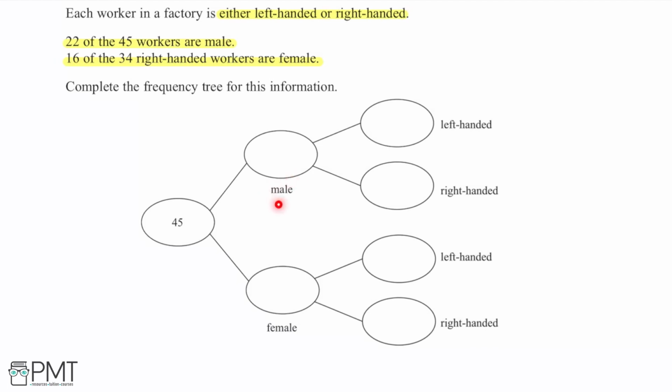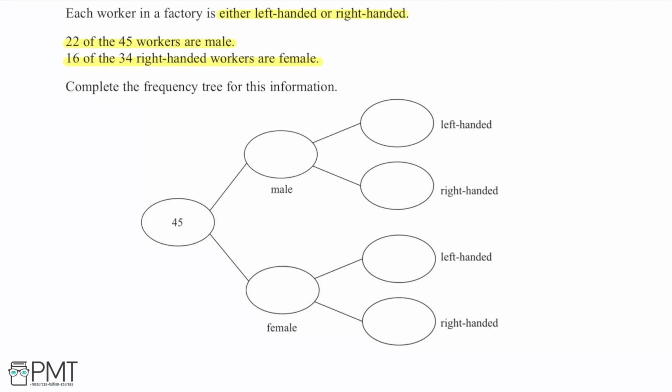We can then take the male category and split them down into left-handed and right-handed members, and as you have to be either left or right-handed, then these two boxes here are going to sum to the total number of males. And similarly, the same is going to happen for the females at the bottom.